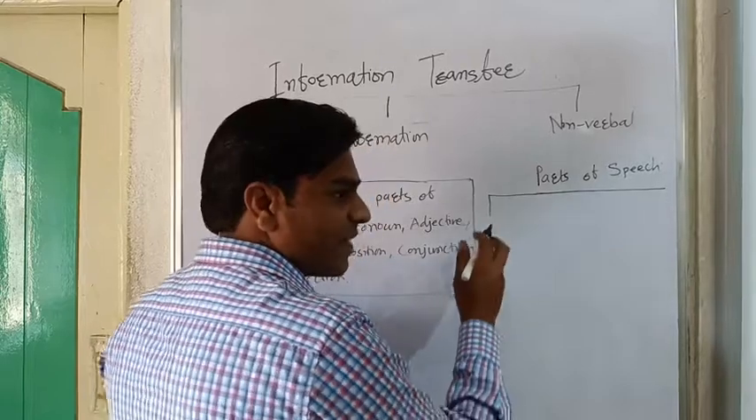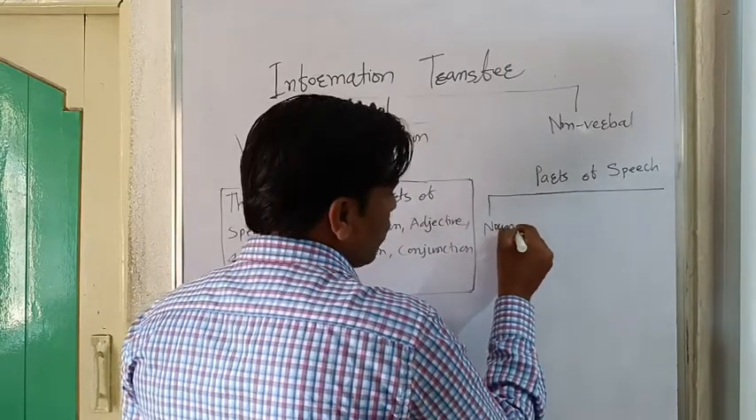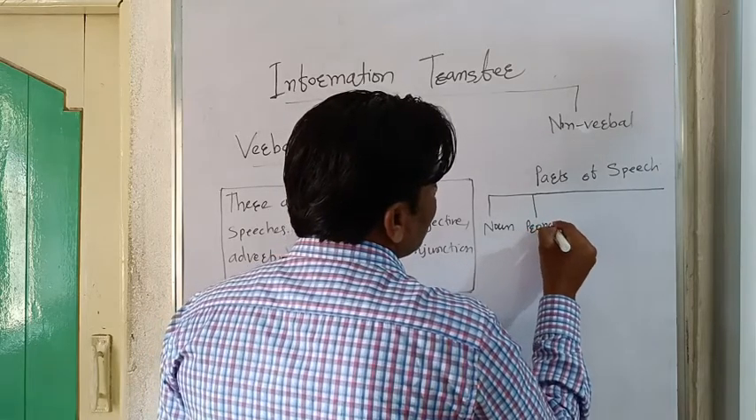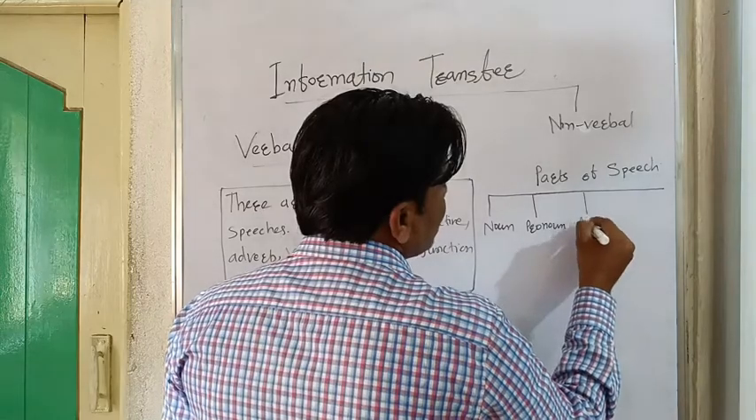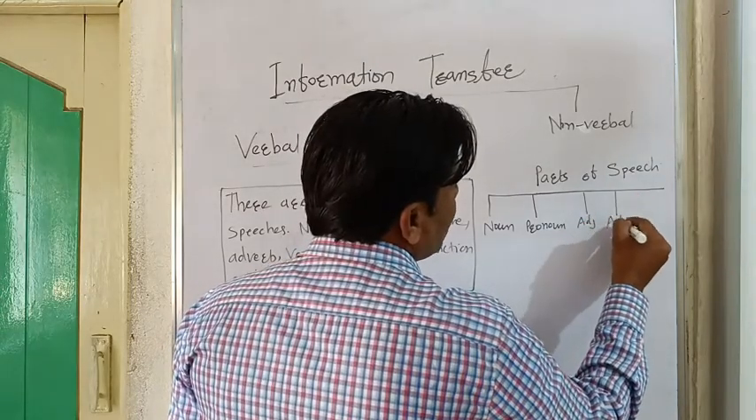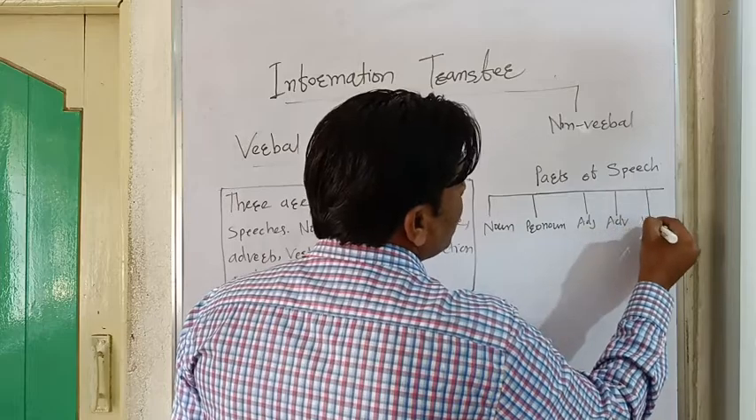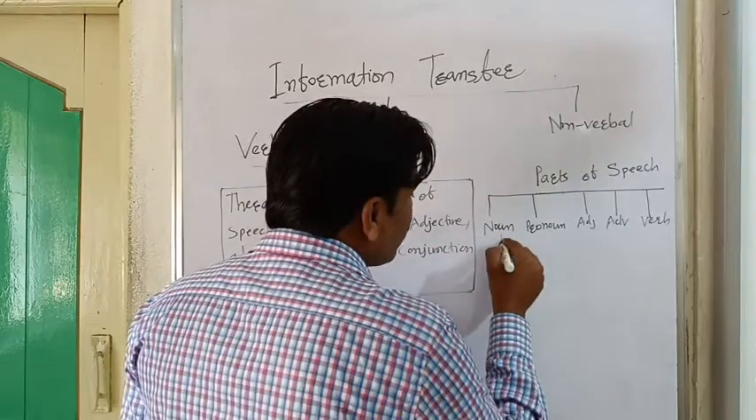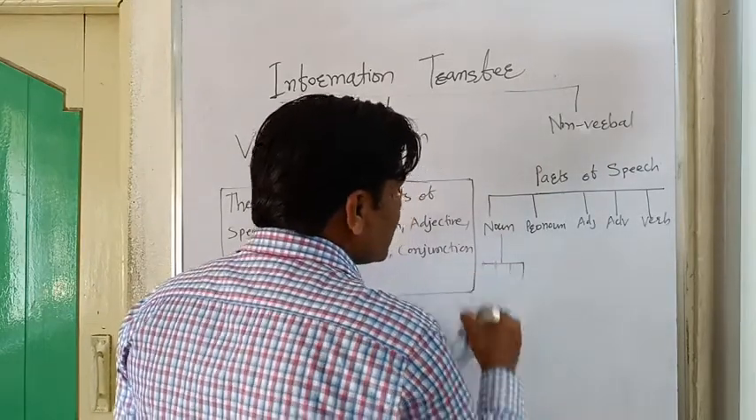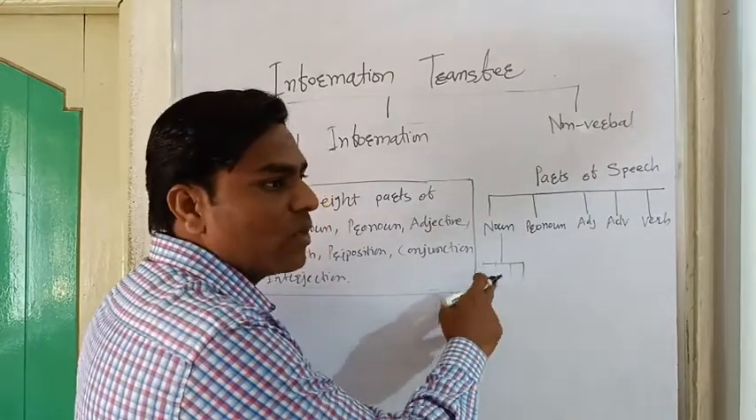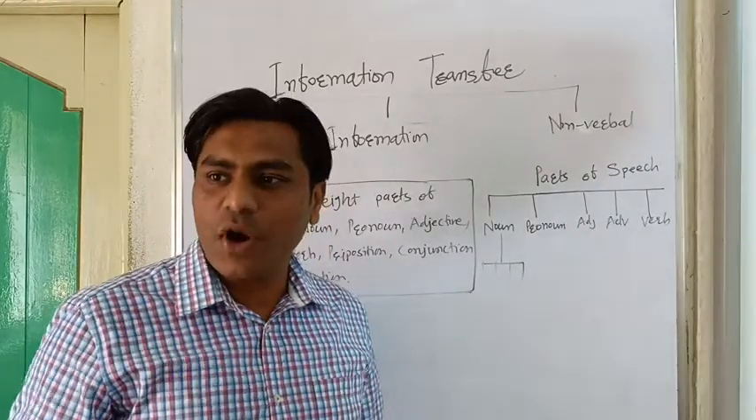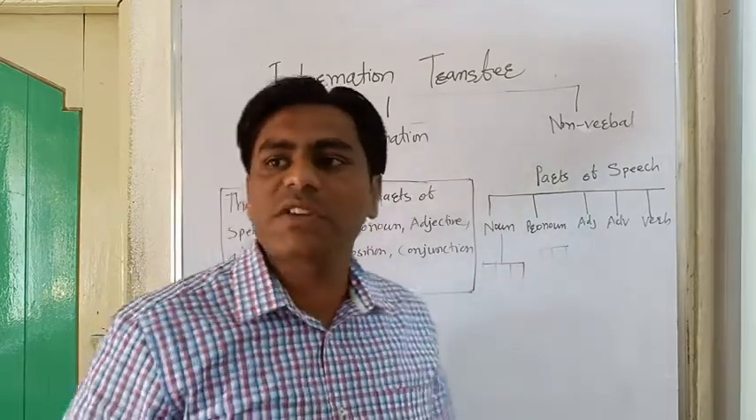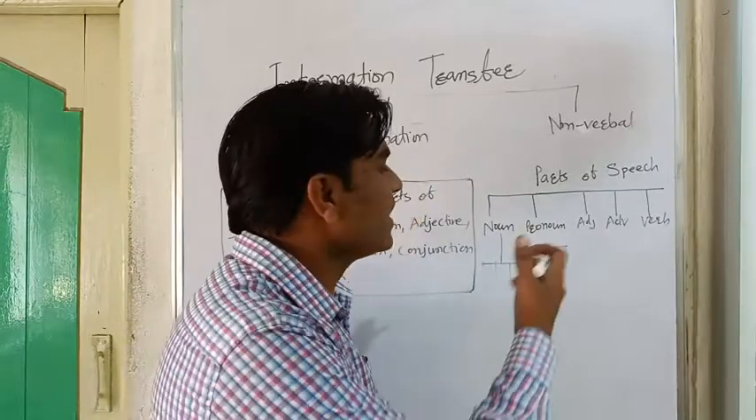Here is the noun. The first one is the noun. Then here is the pronoun. Adjective. Adverb. Then verb. Then preposition, conjunctions, interjection, all that. Then again we have to make the tree diagram of this: common noun, collective noun, abstract noun, proper noun. Then in the pronoun we have to write the first person, second person, and third person and their examples. Then in the adjective.